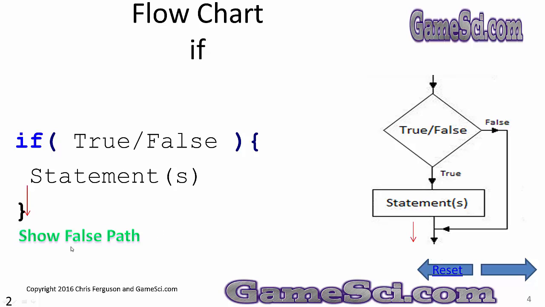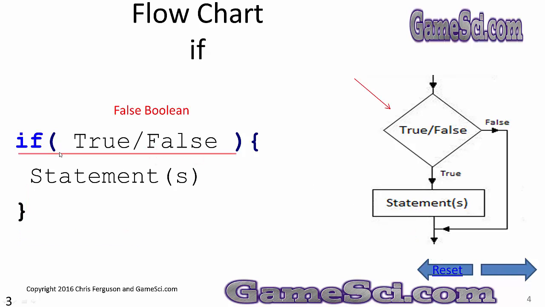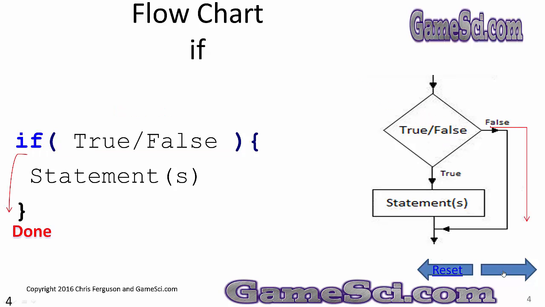Now let's run through this again and let's show the false path this time. What happens when this condition is false? I execute this code again, and this time our boolean or our condition is false. What happens when it's false? Well, first of all, we're in this diamond evaluating the true-false statement, and this time it comes out false. Well, we know when it's false in the code, we just skip the if block. We execute nothing. Over here on the flowchart, you can see it will take the false path out of the diamond, go this way, and skip the statement.